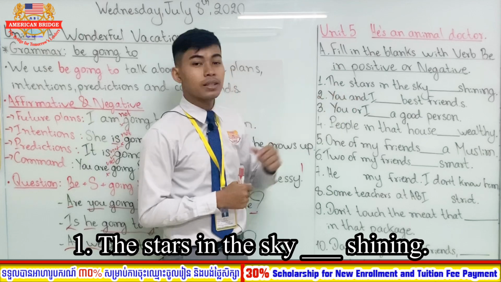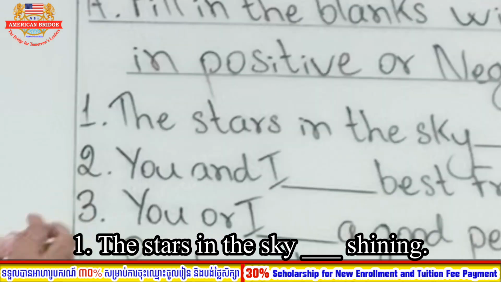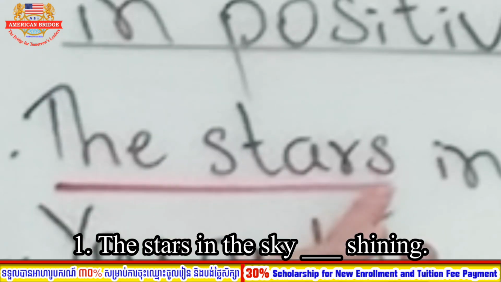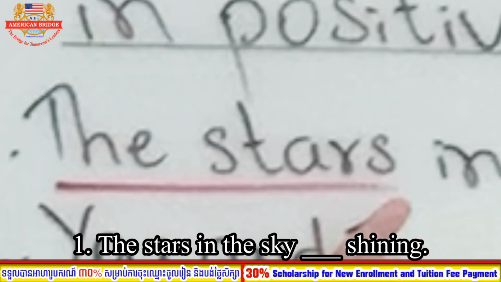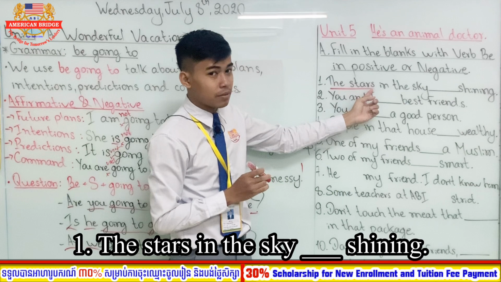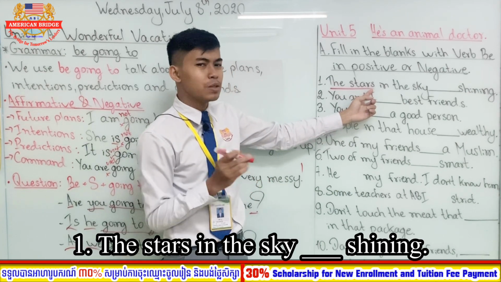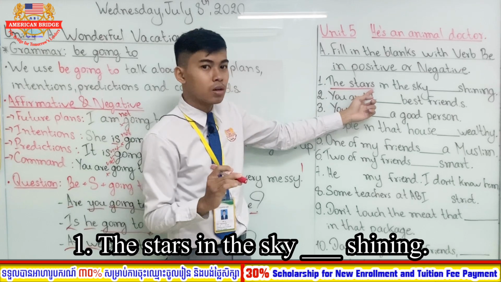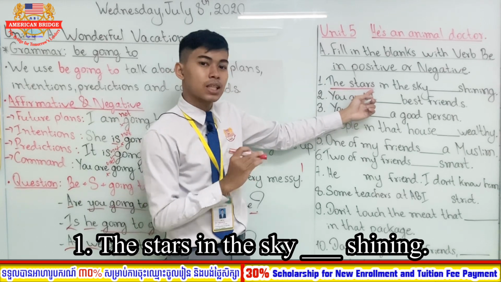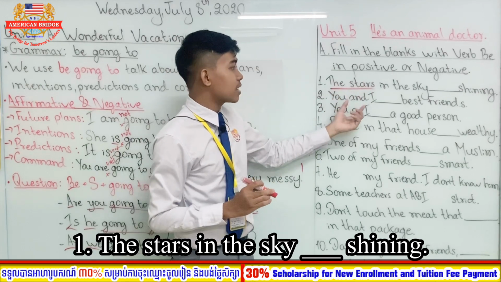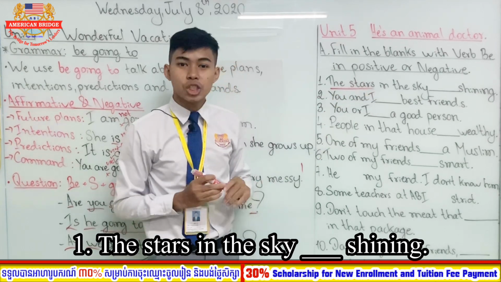The stars are in the sky. So the subject is the stars. Here you have to look at whether it is plural or singular. You see the S, right? When there is an S it means it is plural. For plural, can we use am? No. Can we use is? No. So we have to use are. So the stars in the sky are shining.